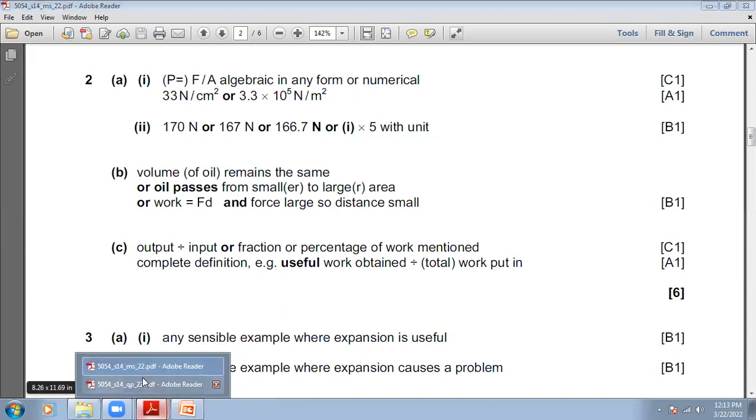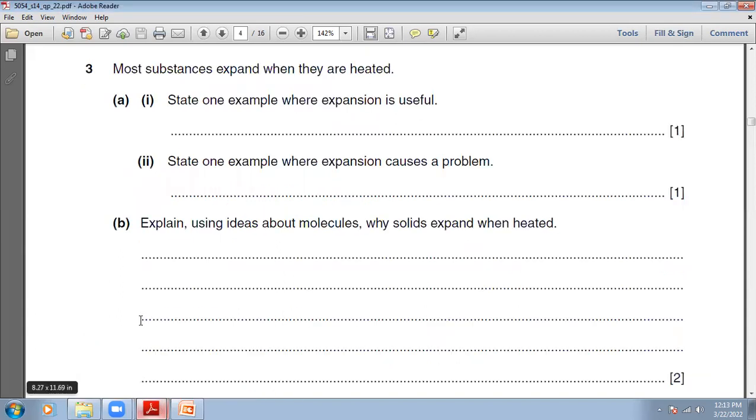So we are going to the next question, question number 3. He says, most substances expand when they are heated. State one example where the expansion is useful.